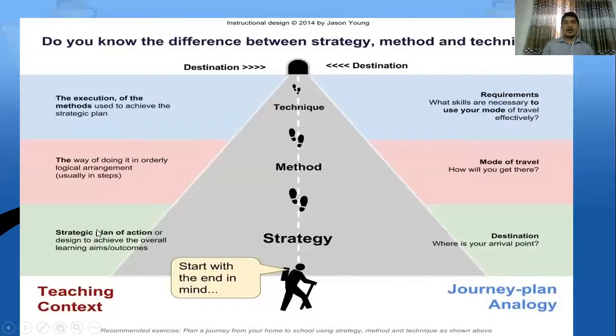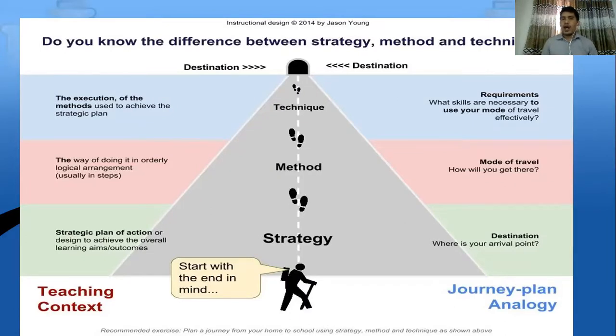All right. So by the way, this journey plan analogy also presents the difference of strategy, method, and technique in, of course, teaching biology or teaching science, or teaching any lessons. But in this particular discussion, we are adopting the context of science teaching. So on one side, you will see the teaching context, and on the other side, you will see the journey plan analogy. So let me start with the strategy.